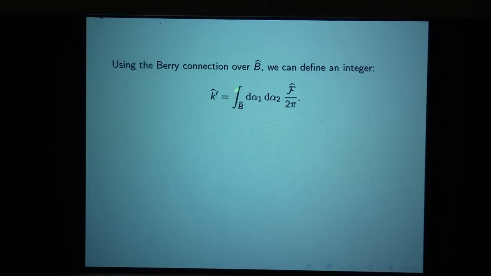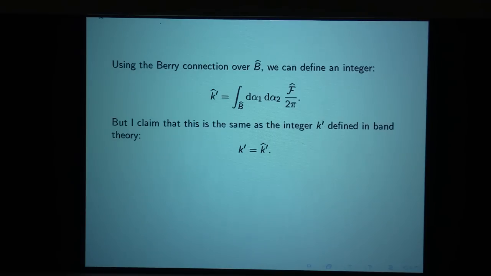Now, using the Berry connection to integrate over B hat, we can define an integer. Remember, K prime was what we got by integrating the Berry connection over the Brillouin zone. And A hat is a macroscopic analog of the Berry connection. So I'll call this one K prime hat. The flux of the macroscopic Berry connection over this rescaled Brillouin zone is what I'll call K prime hat. But I claim that the macroscopic Berry flux K prime hat is the same as the microscopic Berry flux K prime.